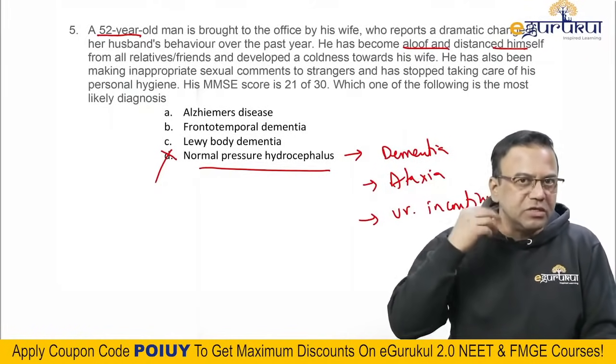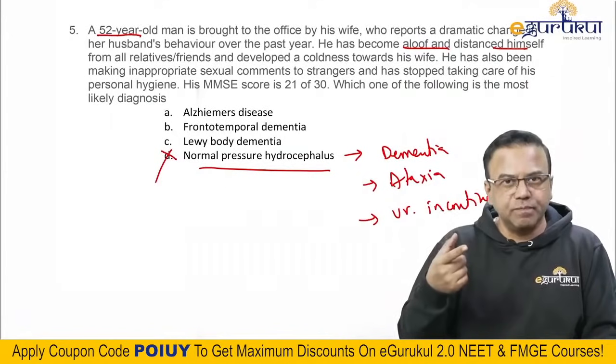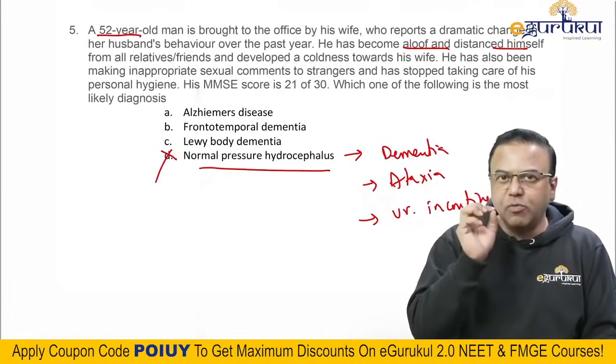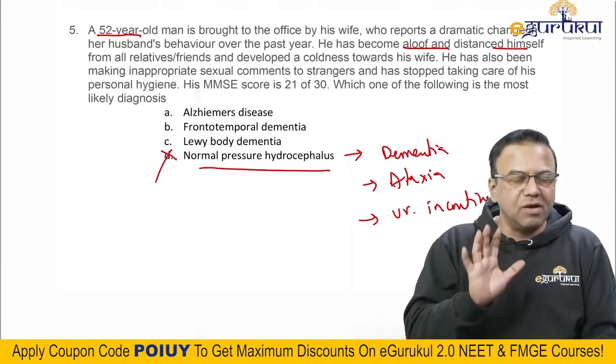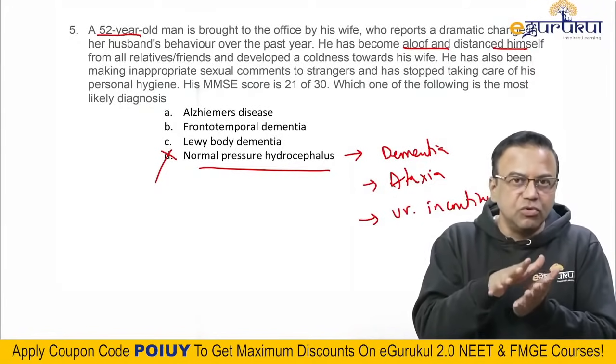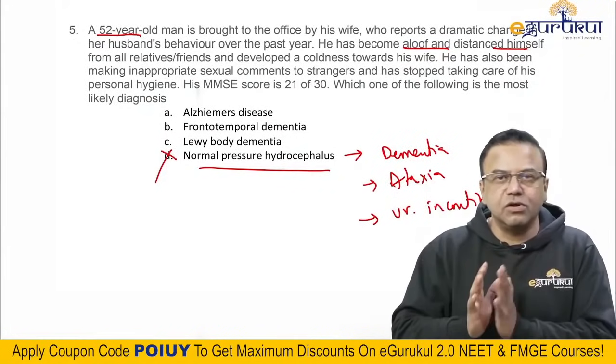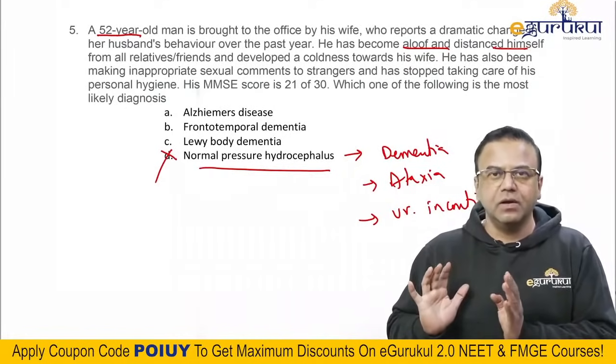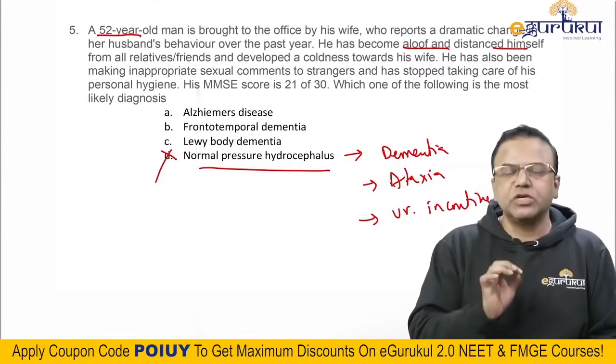Visuospatial circuits are occipitoparietal circuits. The disease must involve the parietal lobe or occipital lobe. In frontotemporal, the dementia is restricted to these two lobes. It is restricted to frontal, it is restricted to temporal. You don't have parietal, you don't have occipital. That's the reason why you do not see visuospatial problems in frontotemporal.